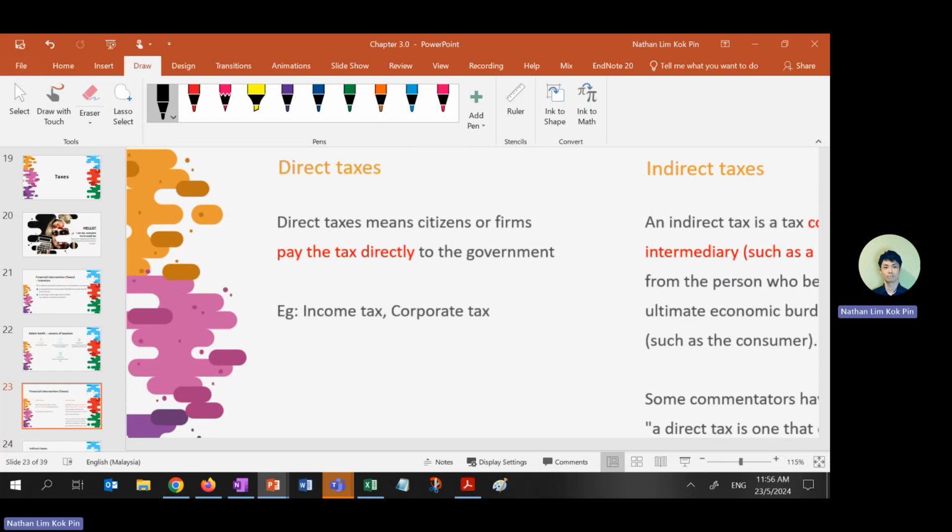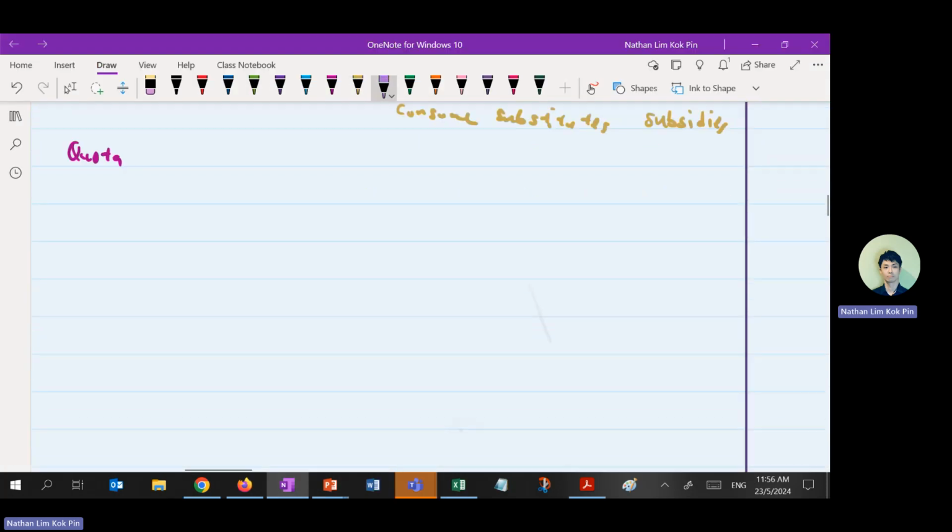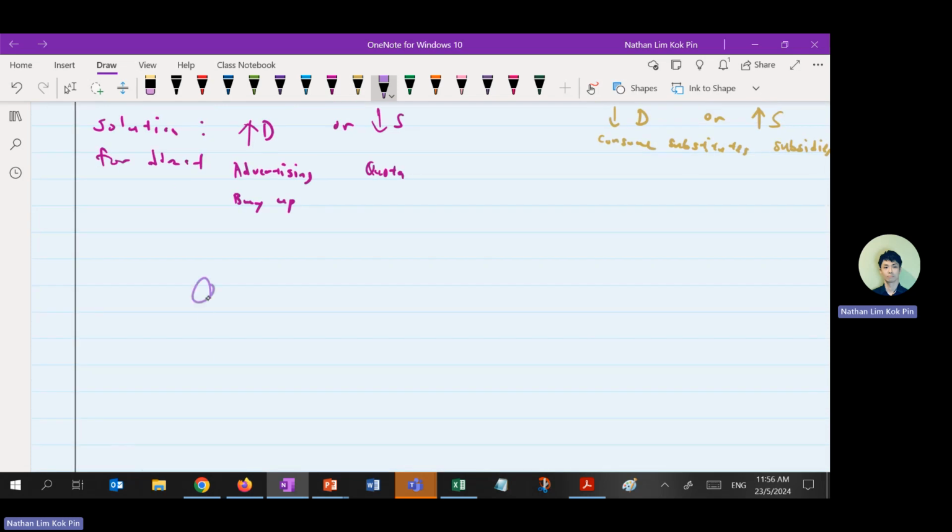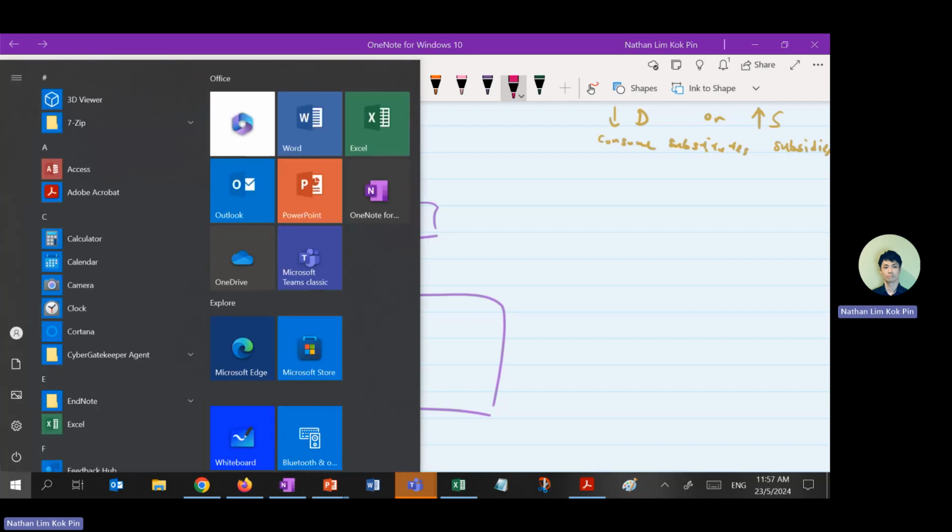Direct means the tax is directly paid to the government. Does it make sense? Okay, let me give you my illustration, not an example. Let's say this is you, and this is the government. No, government always has the flag, right? Government, okay, put the flag there. And this is my country, right? My country, Japan. Yeah, okay.